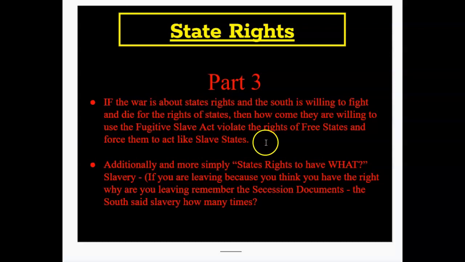Now, the third part of states' rights is if the war is about states' rights, the South should be willing to die for states' rights. If that's the case, then they wouldn't want states' rights violated in other states, but yet they do. They do this through the Fugitive Slave Act. And we'll talk a little bit more about this in class, but you can see it there.